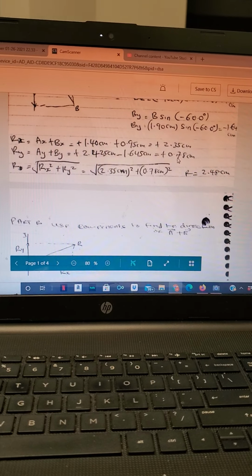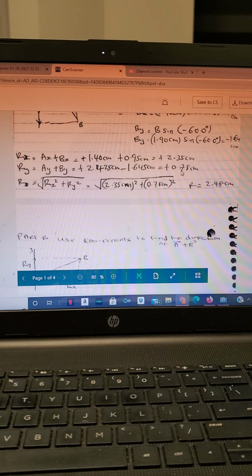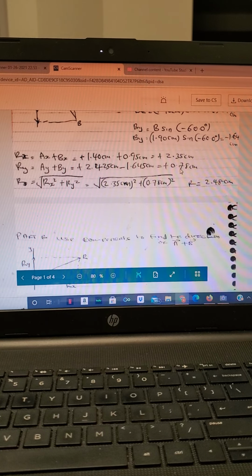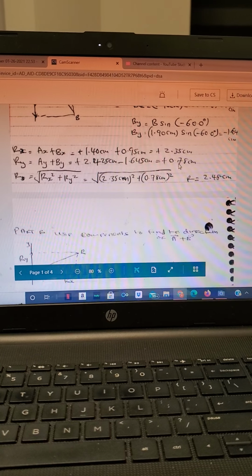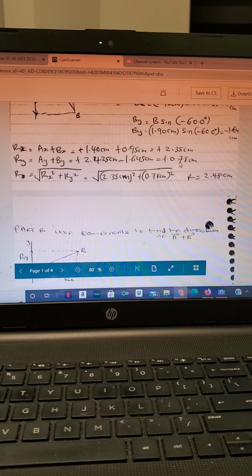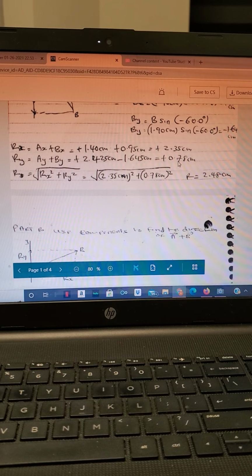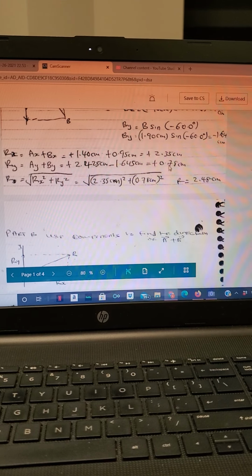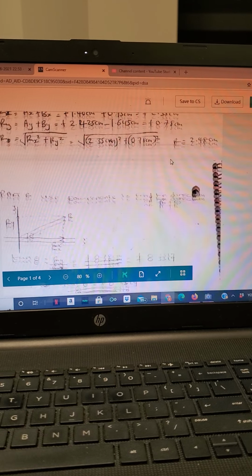After calculating that, the formula for the resultant is the square root of RX raised to the second power plus RY raised to the second power. Since we got 2.35 as RX, I will square it, plus 0.78 centimeters raised to the power of 2, and that will give me 2.4 centimeters. So for vector A plus B, I got 2.4 centimeters.